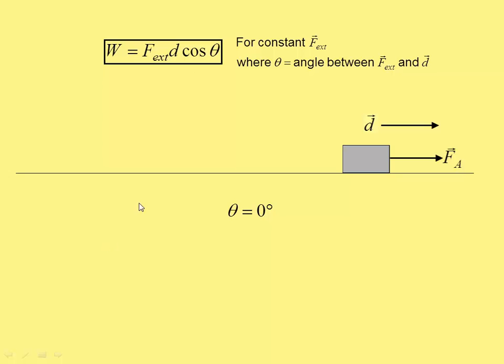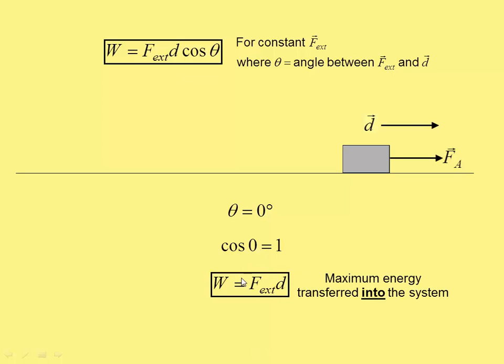And hopefully you know that the cosine of 0 is 1. Plug that into the equation, and you get F external times d. The entire force is being used to move the box. The entire force is in the same direction as the displacement. And so this is how you get the maximum energy transferred into the system. You're using all of your force to transfer energy.